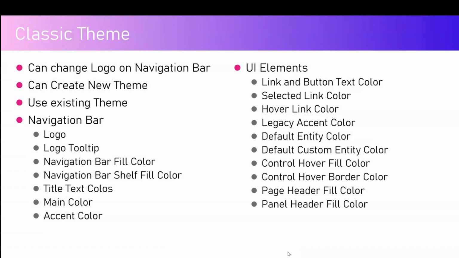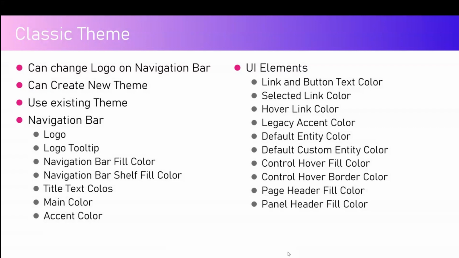What you can change is the logo on the navigation bar. You can create a new theme, or you can use an existing theme. In the navigation bar, you can change the logo, the logo tooltip, navigation bar fill color, shelf fill color, title text color, main color, and accent color. So all these components you can change.